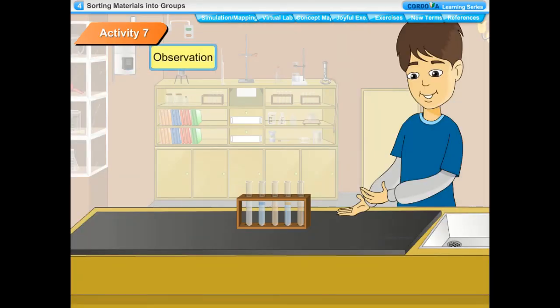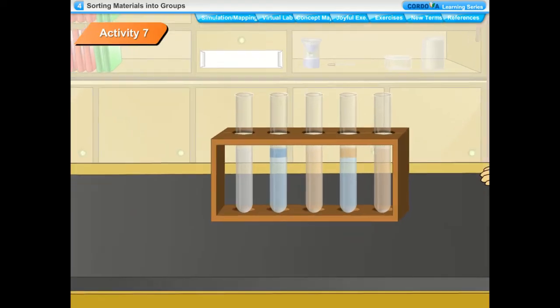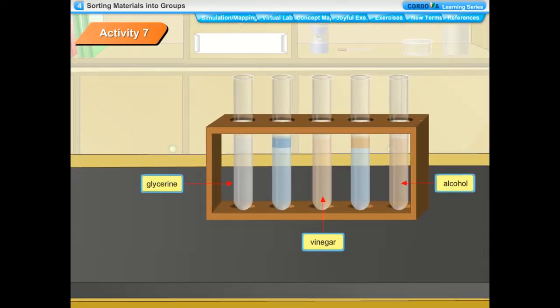Observation. You observe that liquids like glycerine, vinegar and alcohol have completely mixed with water to form a single layer. We say that glycerine, vinegar and alcohol dissolve or are soluble in water. We can also say that they are miscible in water.